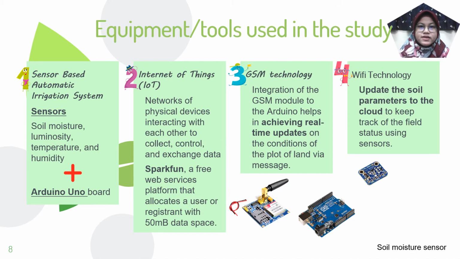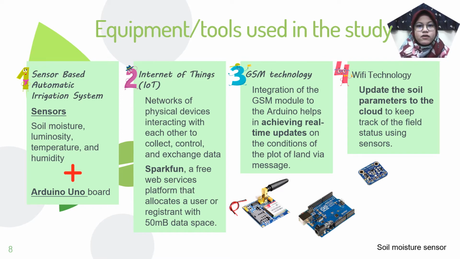Equipment used in the study. The first is the sensor-based automatic irrigation system. There are two components, which are sensors and the Arduino Uno board. For the sensors, soil moisture, temperature, luminosity, and humidity sensors are used. The Arduino Uno board is an easy-to-use programmable microcontroller board which can integrate with a variety of electronic devices.